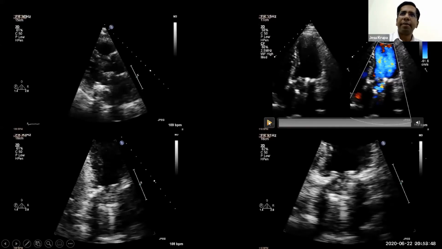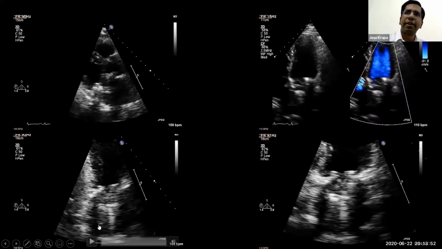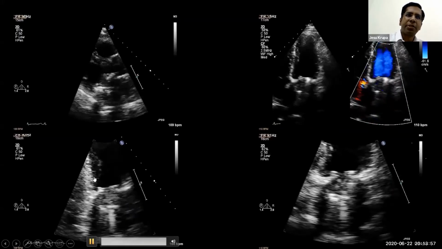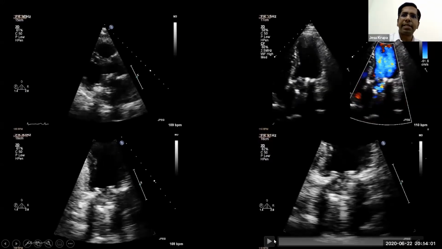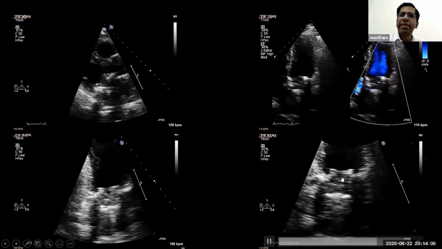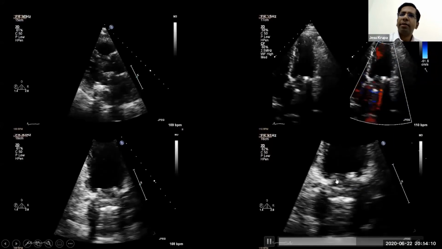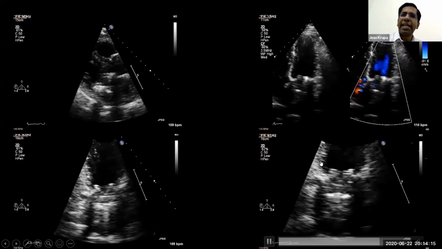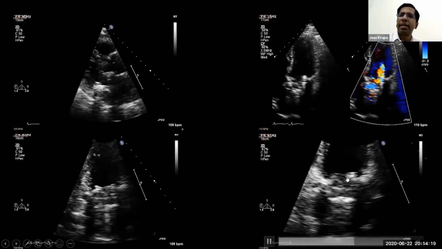As you can see, we are not able to see much disc motion. Turbulence across the valve is seen. This is the two-chamber view that we are seeing, and these are the two discs. Again, you are seeing both the discs in the form of a V, and you can see that there is hardly any motion of the disc. However, we are not able to see any clear mass, or at least a large mass, or anything of that sort.